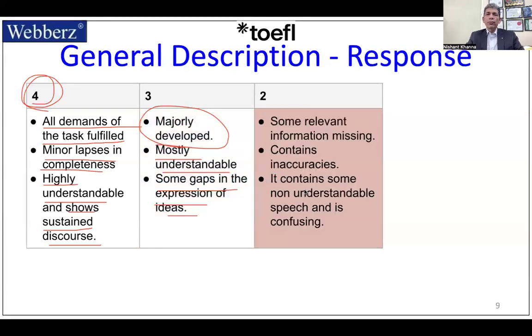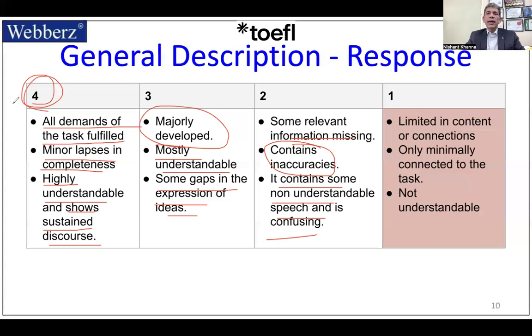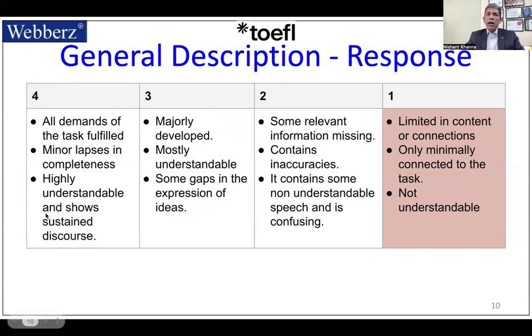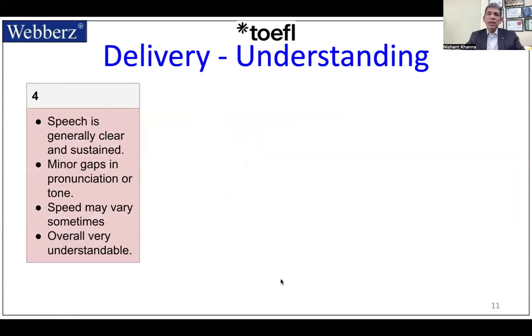For a score of 2, some relevant information is missing, means the important information is missing. It will contain inaccuracies, and it contains some non-understandable speech, which is very confusing. For a score of 1, the content is limited, the connectors are not there, and it is not understandable. So you get a score of 1 in that case. Now we'll proceed to our next parameter. And our next parameter is delivery, which means understanding.